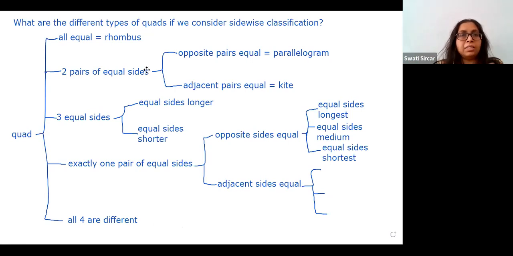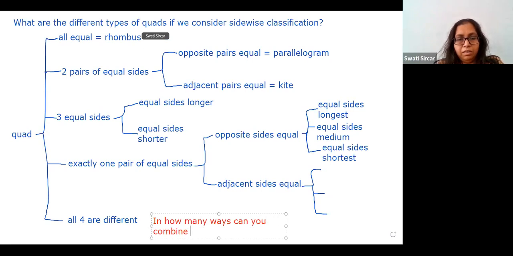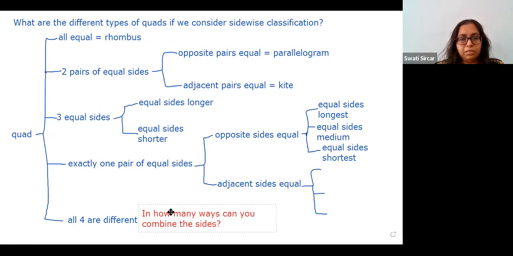So I would ask you to figure out that in this case, if you have 4 different sides, in how many ways can you combine the sides? How many possibilities are there? I want you to think about and see how many types you get here. But otherwise we have got 1, 2, 3, 4, 5, 6, 7, 8, 9, 10, 11, and 12.